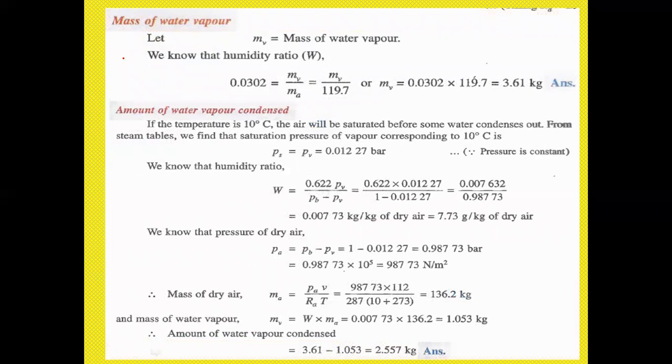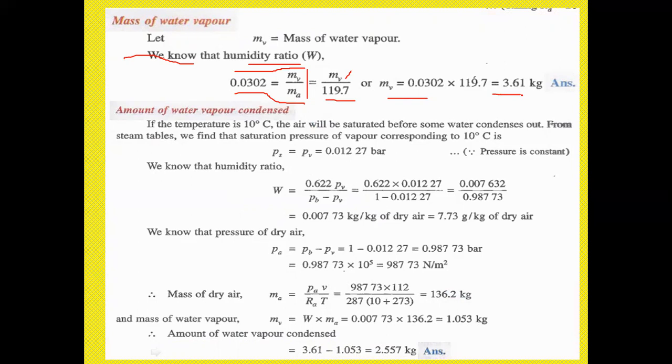Next, the mass of the water vapor. Let MV be the mass of the water vapor. Therefore, the humidity ratio W is equal to, so this is the formula, 0.0302 is equal to MV by MA. Therefore, MV is equal to so and so. So finally, the value is equal to 3.61 kgs. Next, the amount of water vapor condensed.